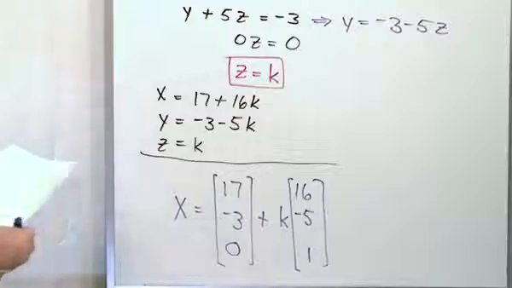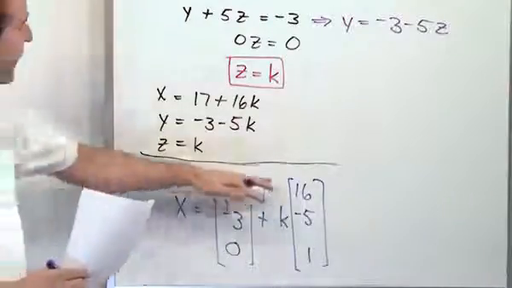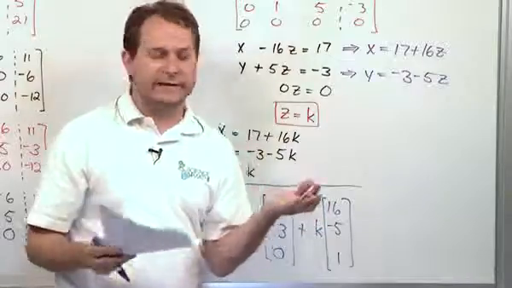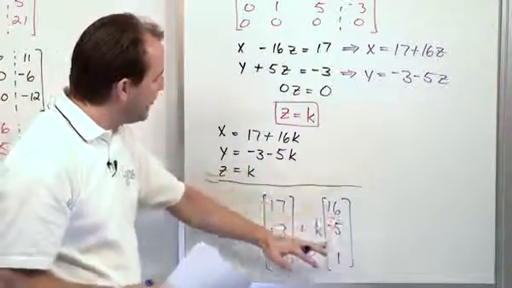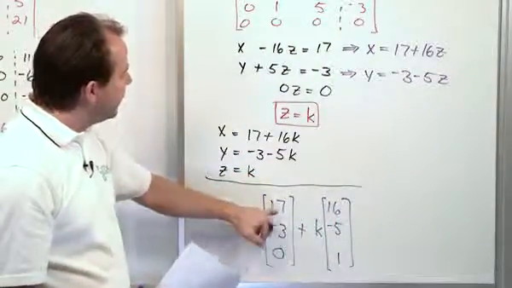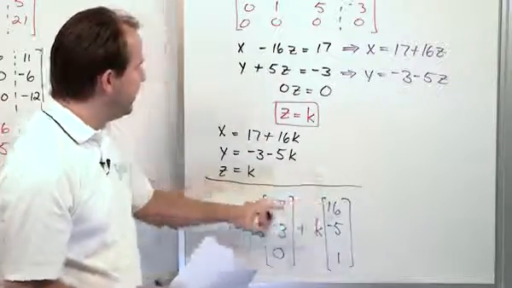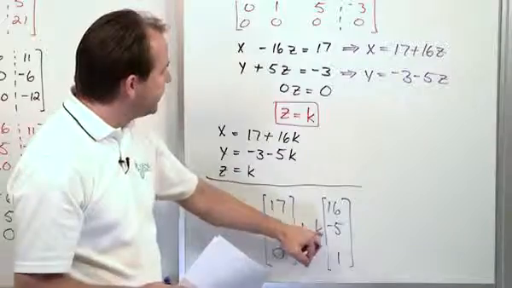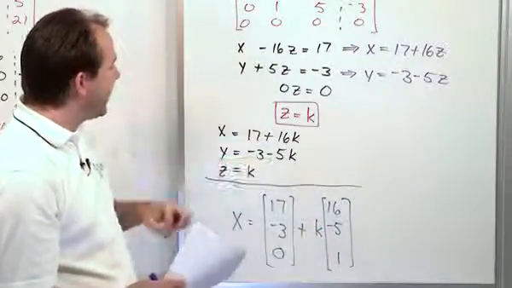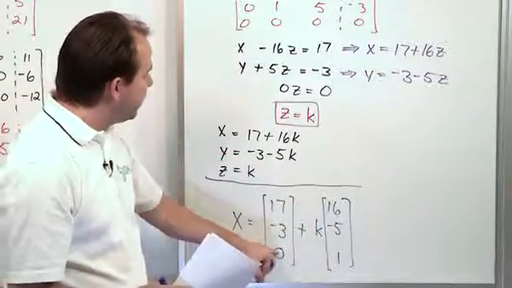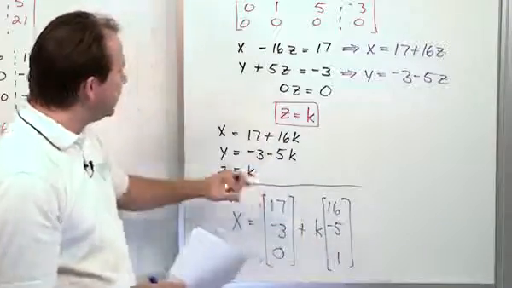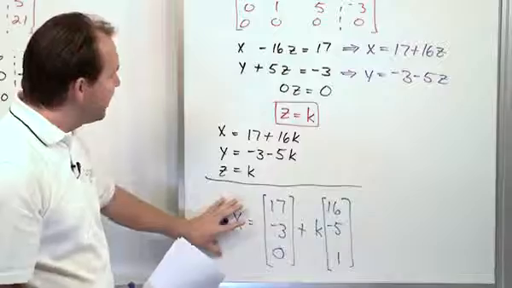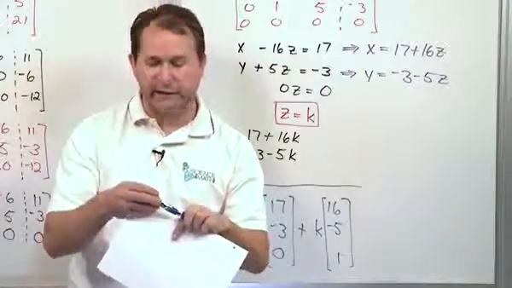And the way you read that is you read it straight across. So this big X represents all of the variables that I'm solving for, but really it's x, y, and z. So x would be 17 plus k times 16, exactly what I got there. Y would be -3 plus -5 times k, exactly what I got there. Z would be 0 plus k times 1, exactly what I got there. This, in my book, is perfectly okay. This is typically how you're going to want to write it down on a linear algebra test.